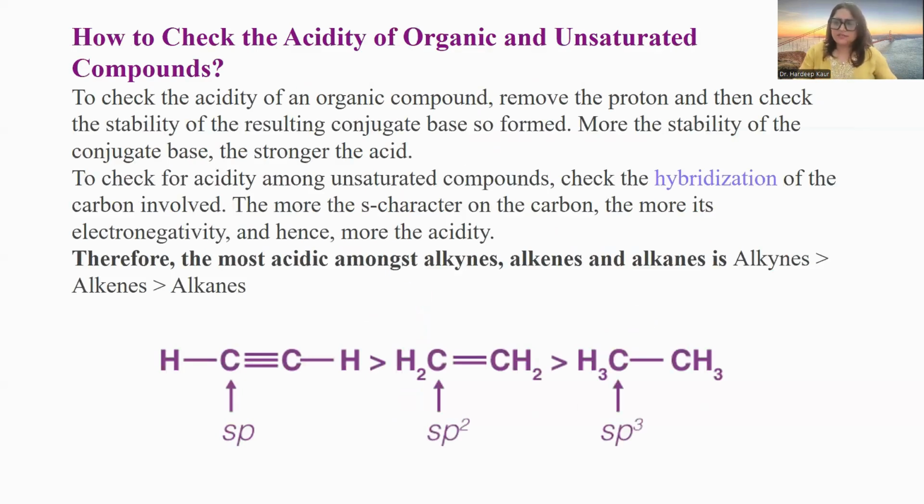And in case of hybridization, more acidic character: here 50% s character, here just 25%, and here I think it is 33 something percent. So the more s character on the carbon, the more its electronegativity and hence the more acidic. Simple.